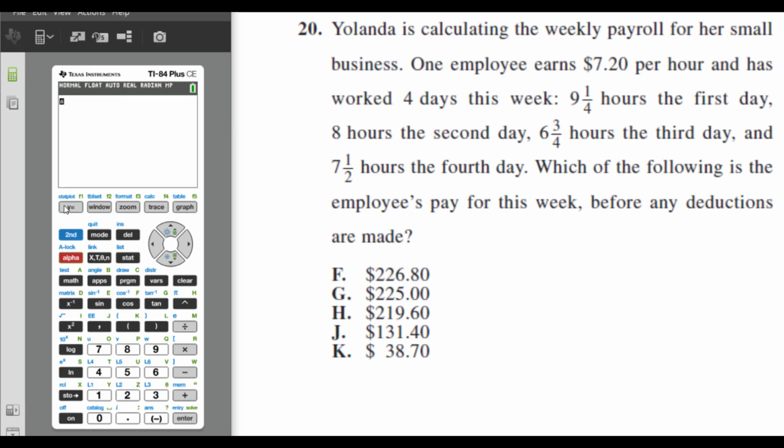Again, under alpha y equals are the fraction templates. In this case, the mixed number one under number 2. So I can write the first day was 9 as the whole number, and then 1/4. Plus add up the next day, 8, plus the third day, 6 3/4. So again, alpha y equals, the second one is the mixed number, 6 3/4. Plus, and then finally the last mixed number, 7 1/2.